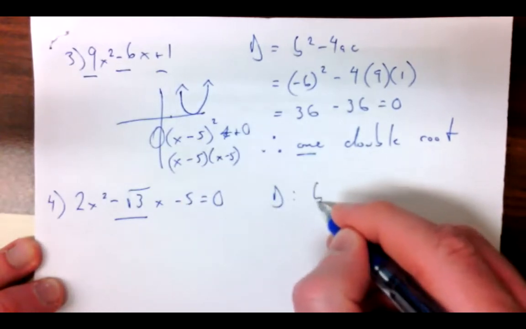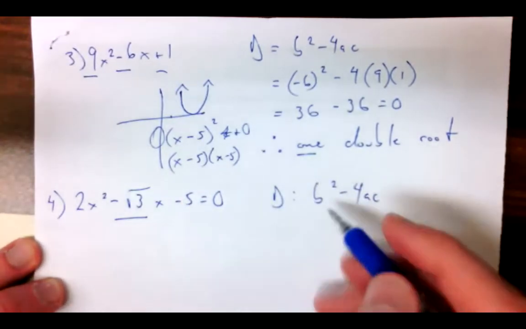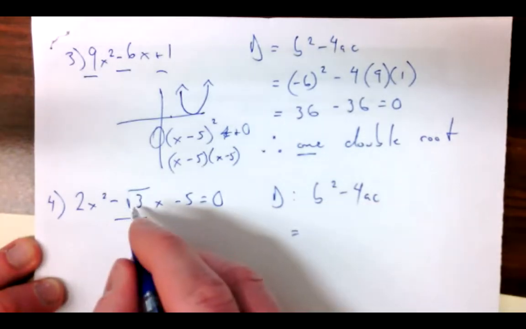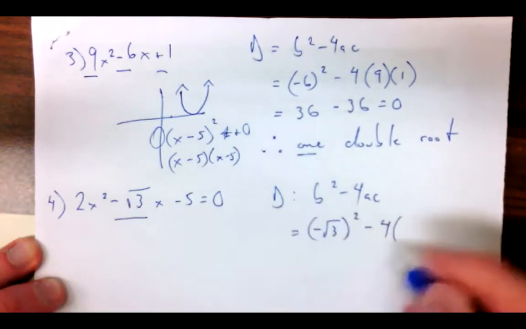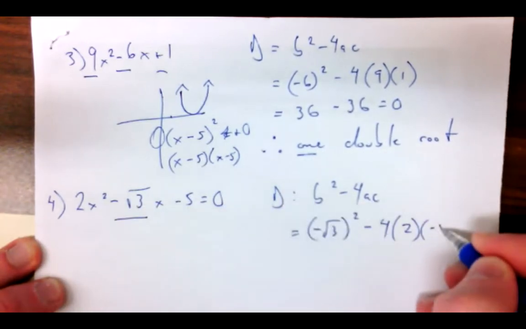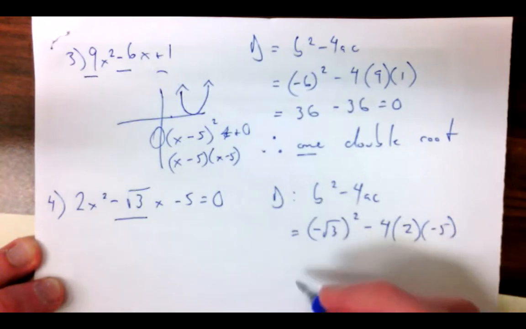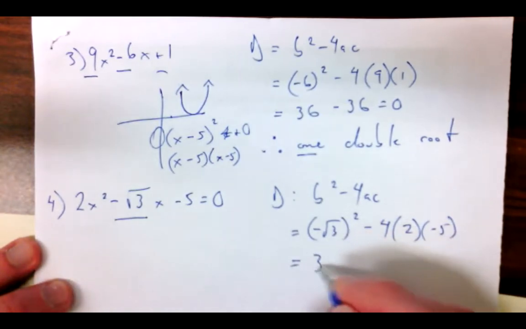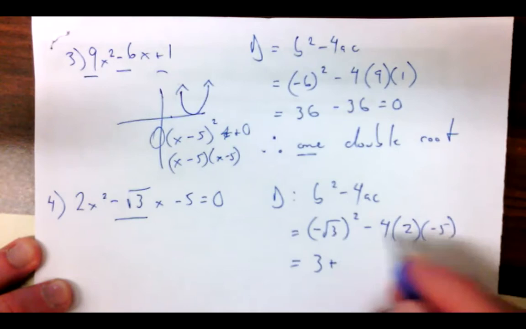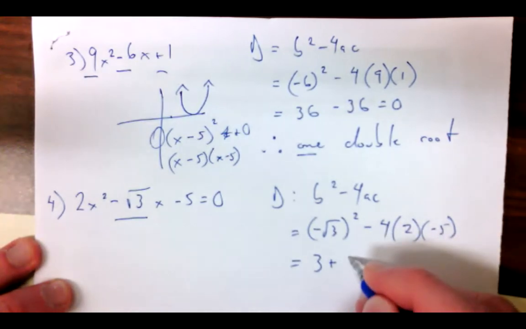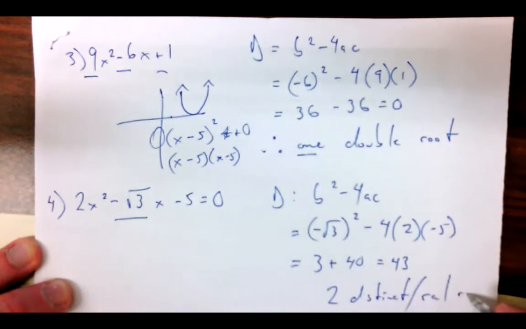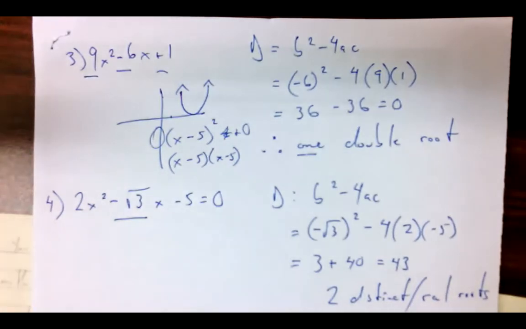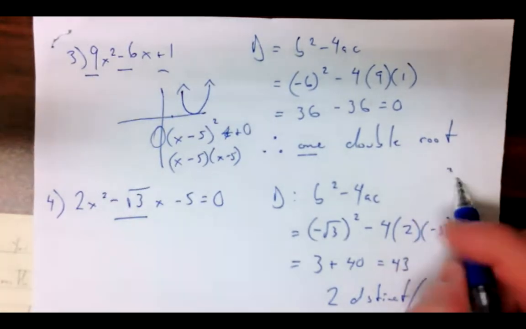So the discriminant, b squared minus 4ac, we make our substitutions. B is negative root 3, squared, minus 4 times a, which is 2, times c, which is negative 5, which makes this positive. Root of 3 times the root of 3 is 3 plus, because we have 2 negatives, 4 times 2 is 8, 8 times 5 is 40. 2 distinct real roots, answers, solutions, however you want to refer to it.